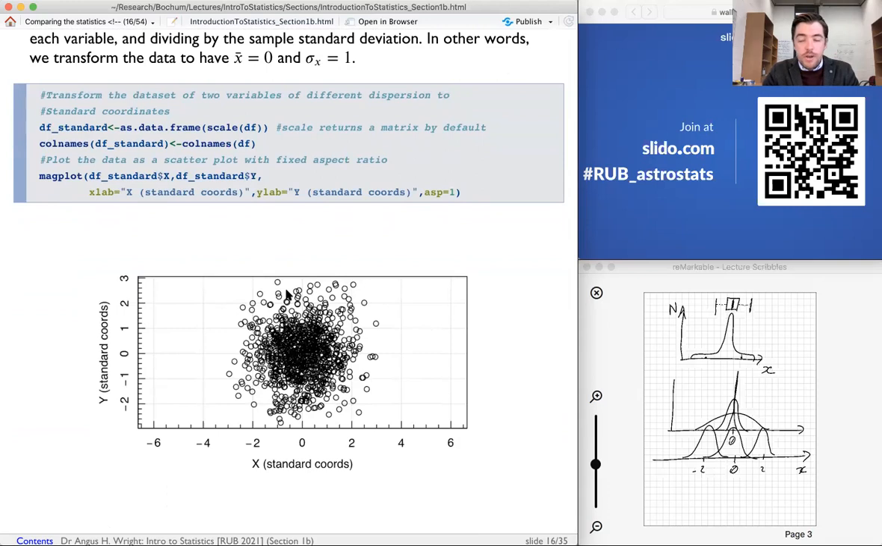So standard coordinates are very useful. We're actually going to use these quite a bit later in the probability section of this course, but we'll talk about that a bit later.